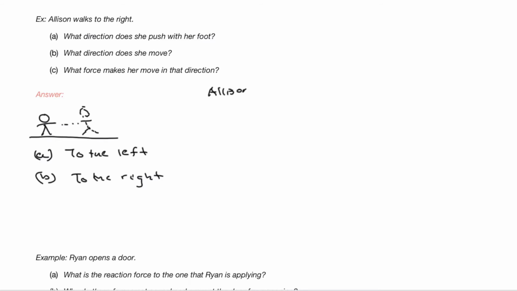So here's a free body diagram for Allison, and here's a free body diagram for the ground. Now, Allison has vertical forces acting on her, gravity and the normal force, but we're not really concerned about those in this situation. The point is that the force that allows her to move to the right is the force of friction. And the force that she's applying actually acts on the ground.